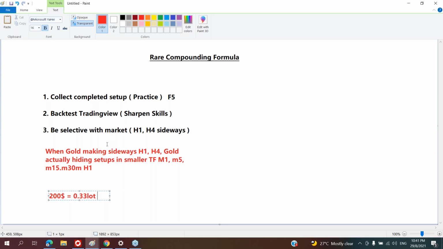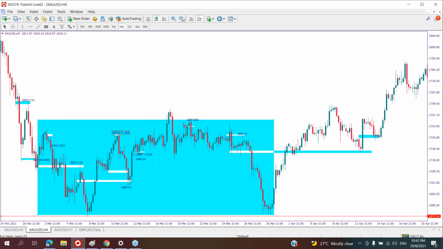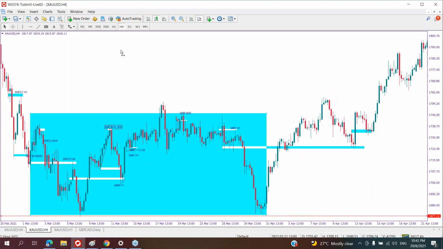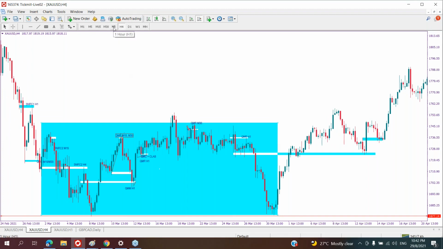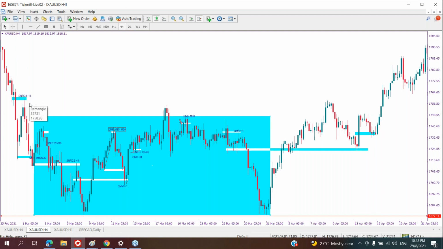You just choose the fantastic 5 setups, and you backtest, and you have to be selective with the market. H4 sideways, this is my suggestion. Actually there are a lot of setups, but I just keep these marked because I don't want it to be messy. See, they keep repeating the same: SNRC1, SNRC2, QMR, QMC, QMM.